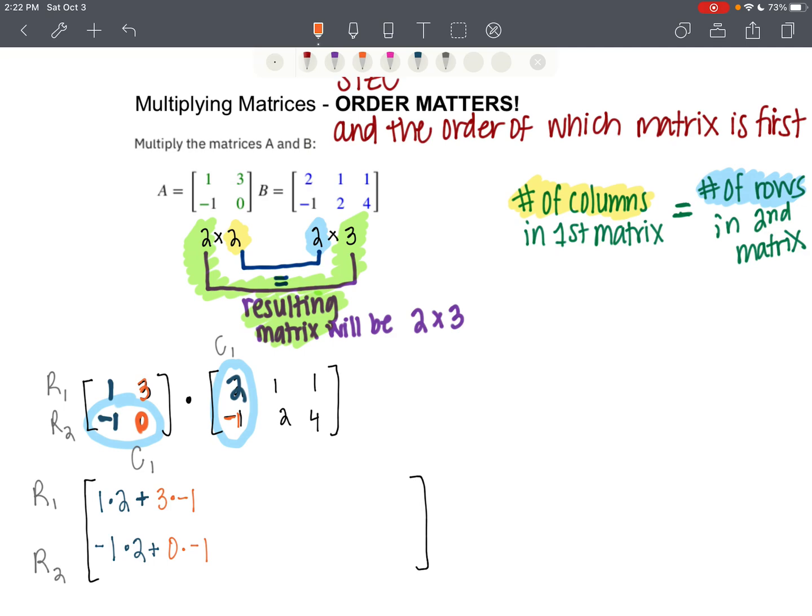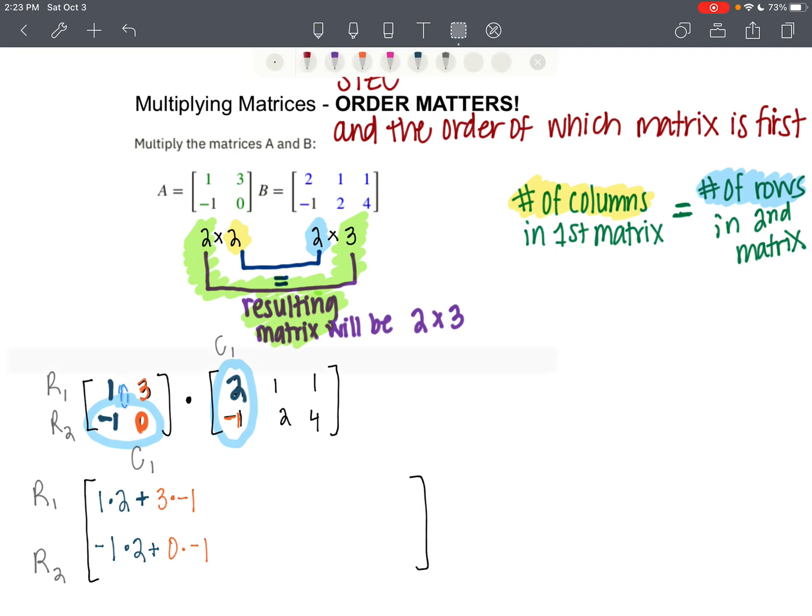So our first element in row 2 times our first element in column 1. That's the negative 1 times 2. Our second element in row 2, that's the 0, times the second element in our column 1. That's the negative 1. So now I'm going to start just using some gray here.